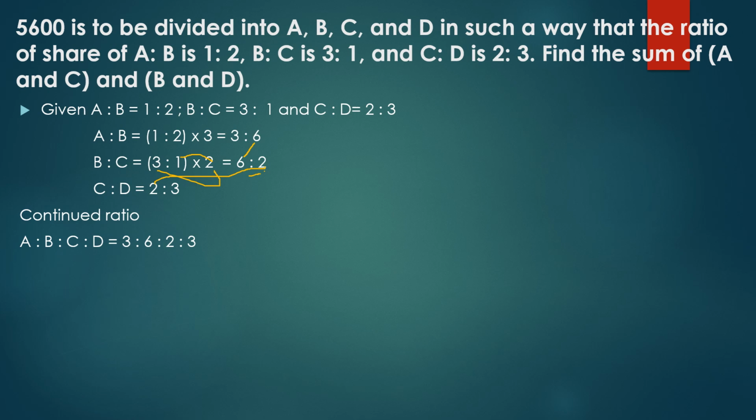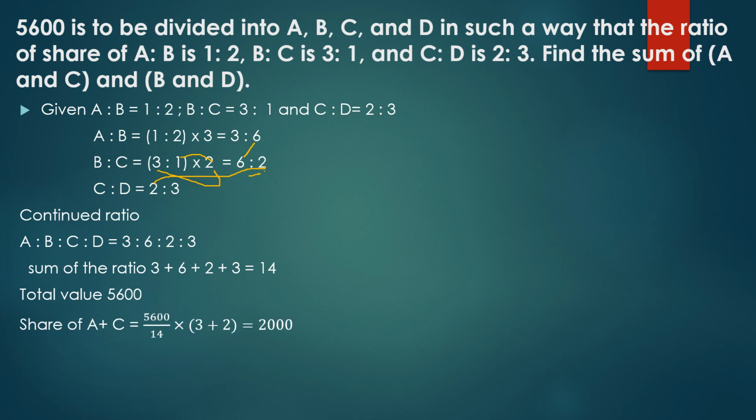Now the sum of the ratio will be 3 plus 6 plus 2 plus 3, that is 14. We need to find the sum of A and C and the sum of B and D. So for the sum of A and C, the total value is 5600. So the share of A and C together, A and C will be 3 and 2, so that is 5. So 5600 total amount divided by the sum of the ratio, multiplied with the sum of the two numbers A and C, that is 5. So 5600 divided by 14 into 5 is 2000.